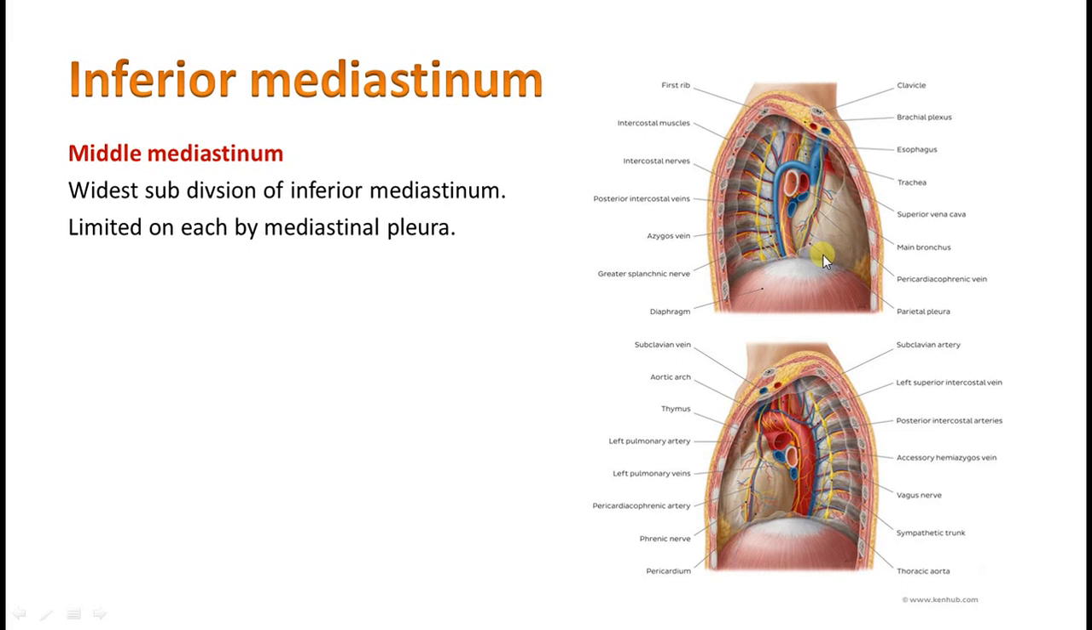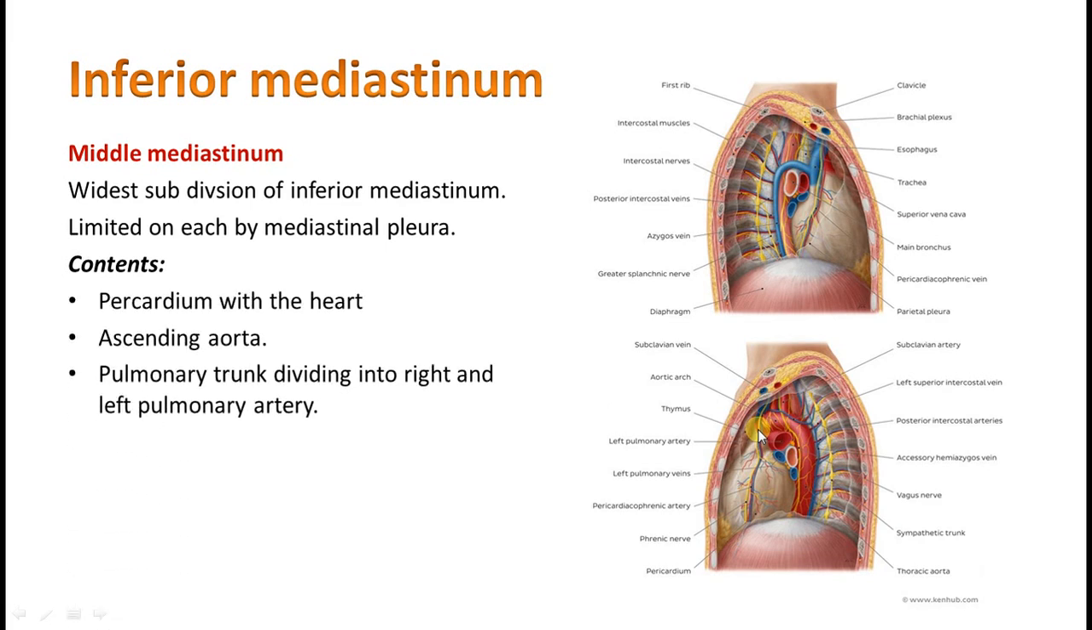Then what else do you have? The major vessels which are entering and leaving the heart. Leaving the heart, there is the pulmonary trunk. You are able to see that this is the pulmonary trunk dividing into right and left pulmonary arteries on either side. Then you will be able to see the ascending aorta, which is mostly seen on the left side.